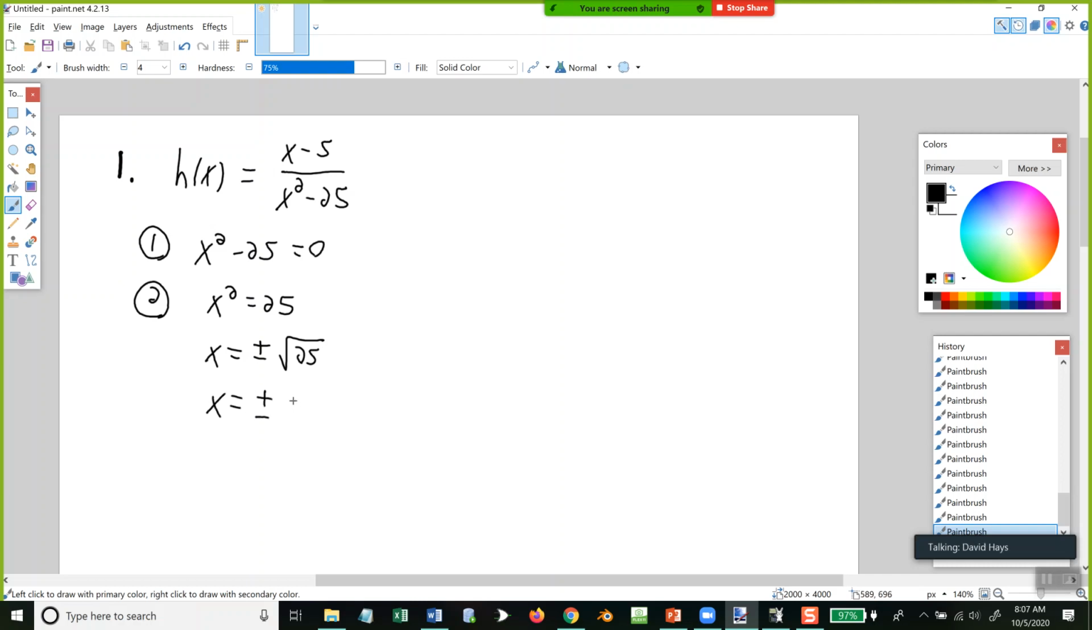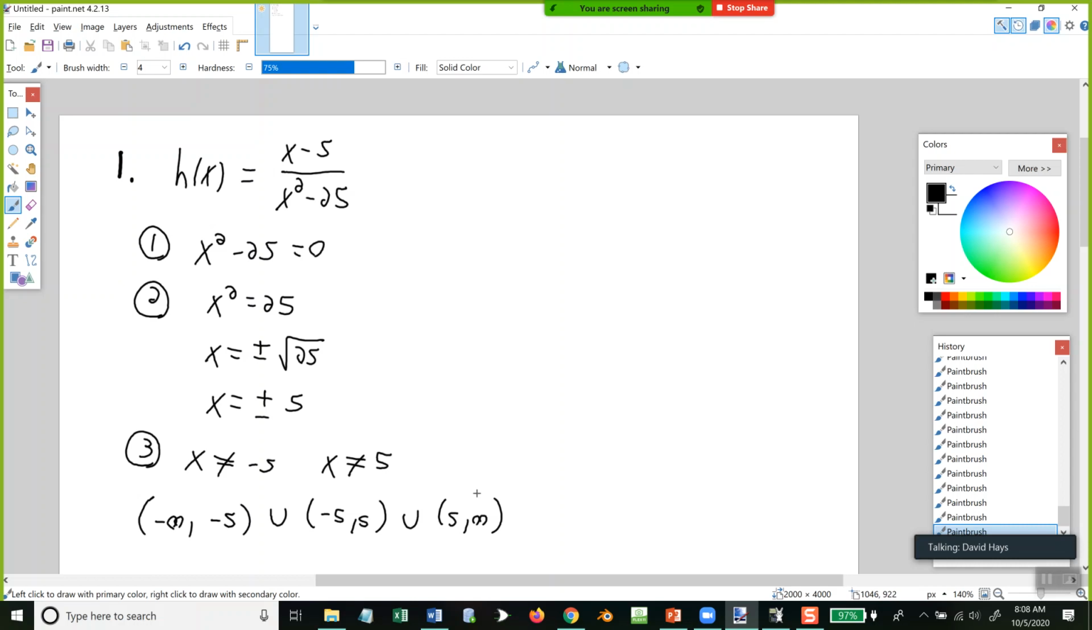Now, square root of 25 is 5. So these are the values we cannot have. So x cannot equal negative 5, and x cannot equal 5. Or if you write it in interval notation, go from negative infinity to our smallest number, union our smallest number to our largest number, union our largest number to positive infinity. Infinite parentheses on everything.